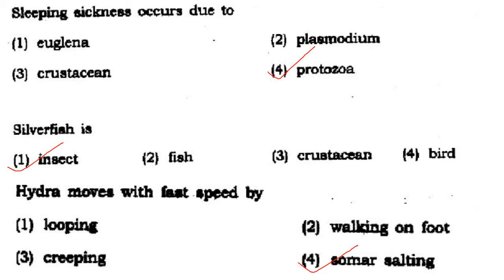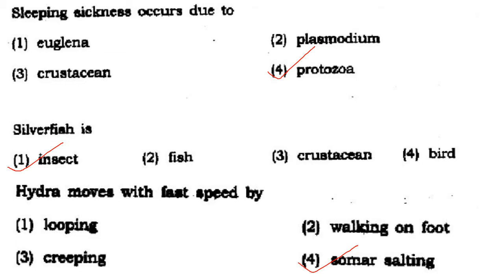Next. Sleeping sickness occurs due to option 1 Euglena, 2 Plasmodium, 3 Crustacean, and 4 Protozoa. Answer is option 4, Protozoa.